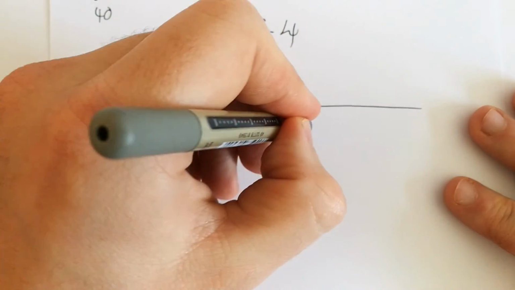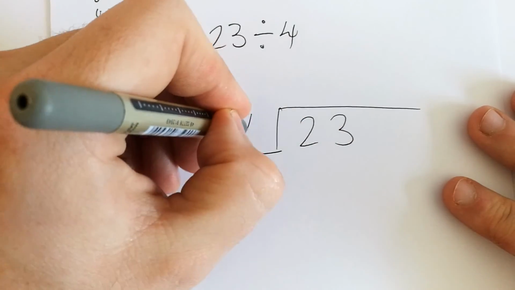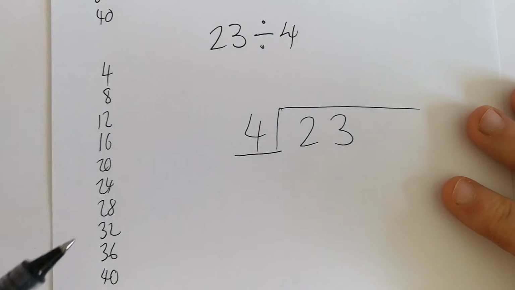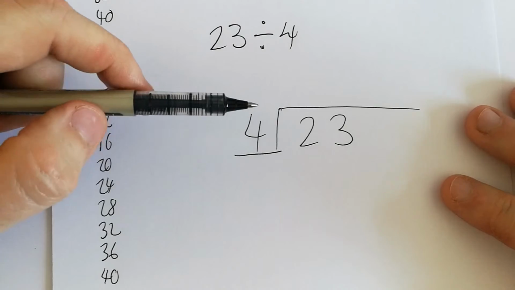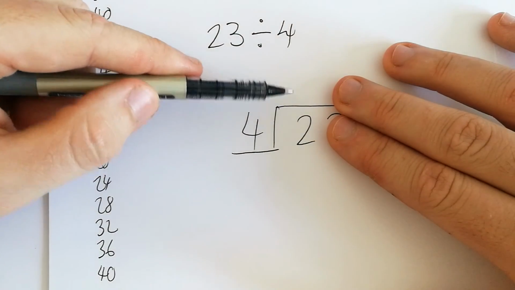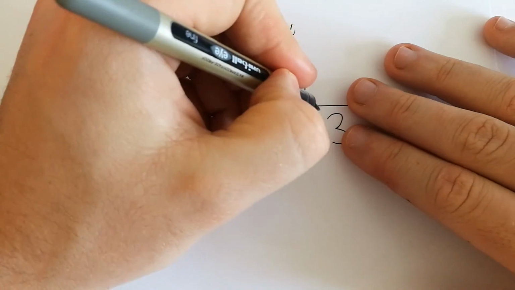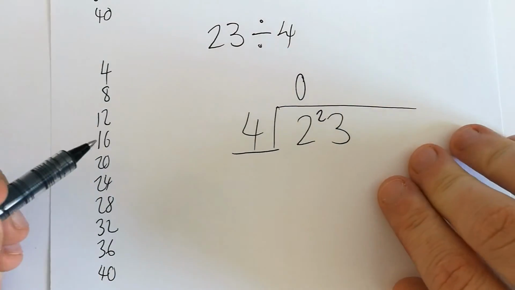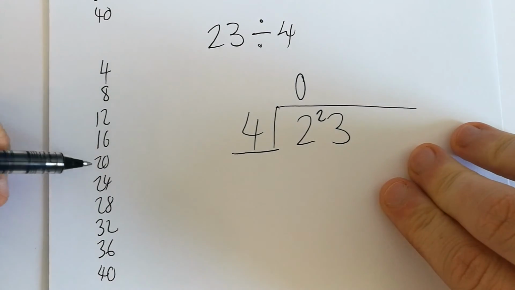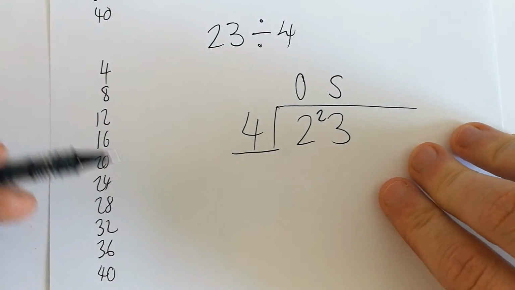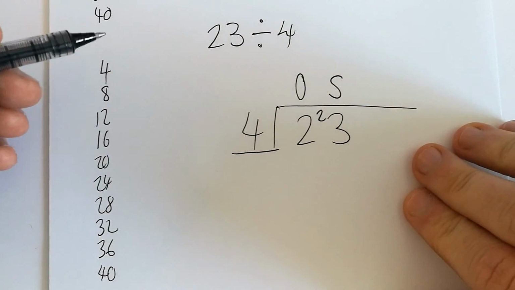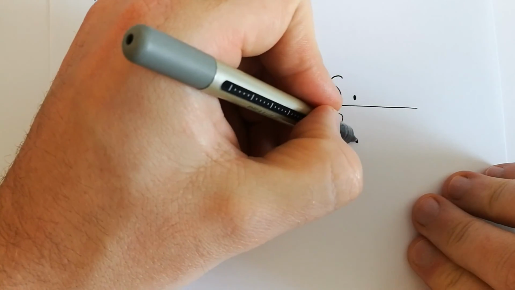Do our bus stop method, and 23 divided by 4. And we go, how many 4s fit into 2? Well, they don't. I've got 2 left over. How many 4s fit into 23? 1, 2, 3, 4, 5. And then I've got a few left over. So what I do, I put a decimal point top and bottom.